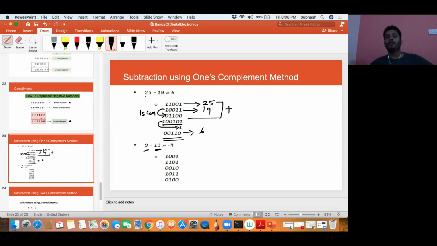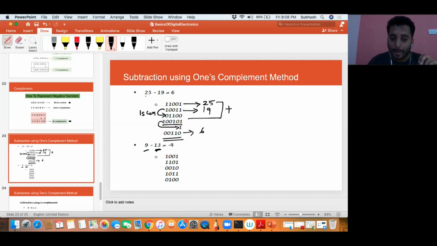So I'll repeat once again how to do this. Keep the first number as it is in binary. Keep the second number as it is in binary. Find the ones complement of the second number. You will get the third number. Add the first number and the third number. You will get a result with a carry. Take that carry, add it to the result. You will get the final answer. All right. Now, if you have understood this, I'll go to the next one.